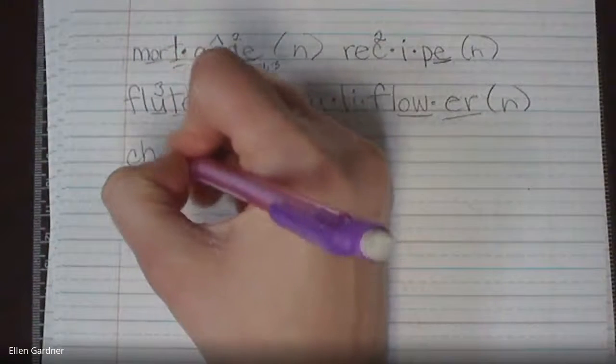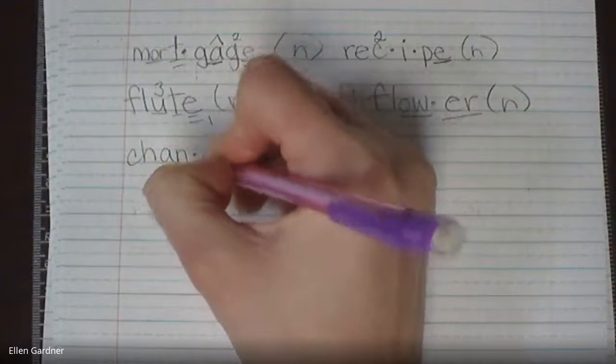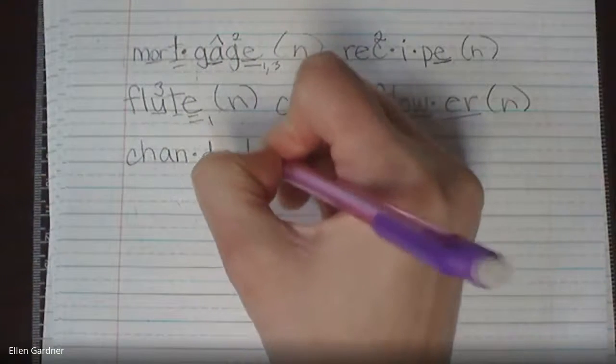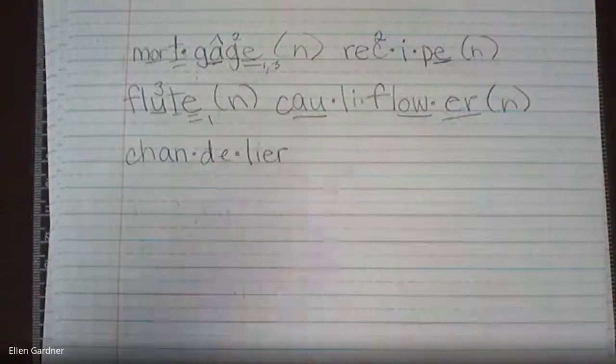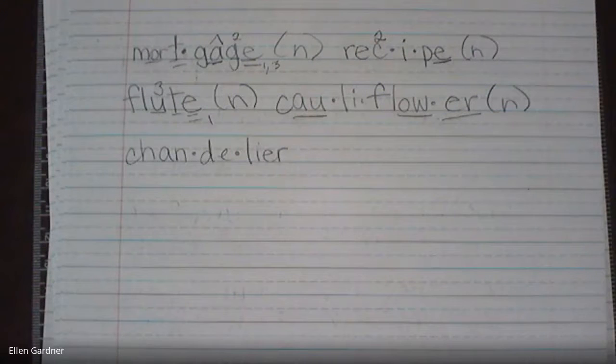Chandelier. Sh, syllable break. D, syllable break. L, e. Chandelier. Check that your spelling matches mine, and make corrections if needed. Cross it out and rewrite it.